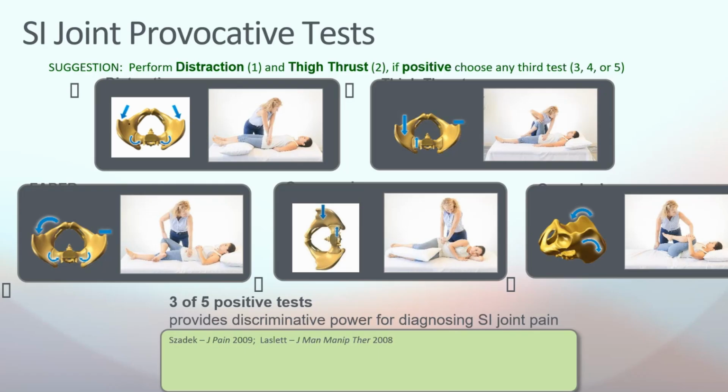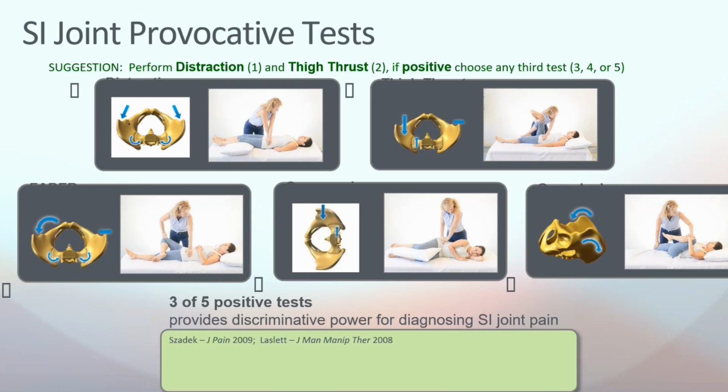And then the compression test, skipping ahead, is a horizontal stress test. And then going to the Faber, that shows another way to promote some of that rotational stress. And then finally with the Gaenslen, that's just if I feel like I'm striking out and this person is a little bit more mobile and capable.